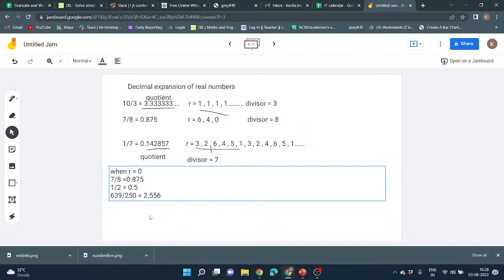So in all these cases, the decimal expansion terminates or ends after a finite number of steps, and we call this decimal expansion terminating. So this type of expansion is called terminating.